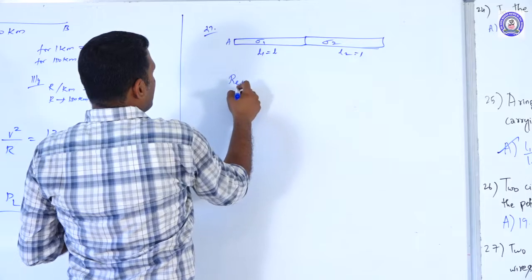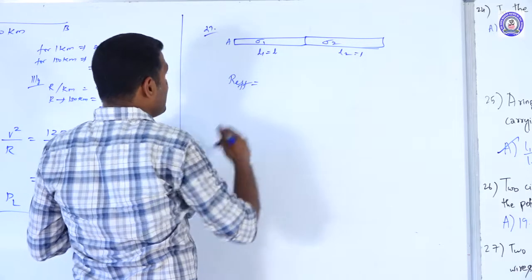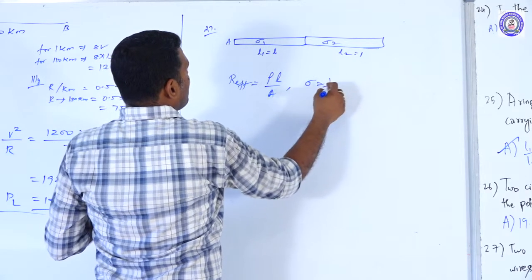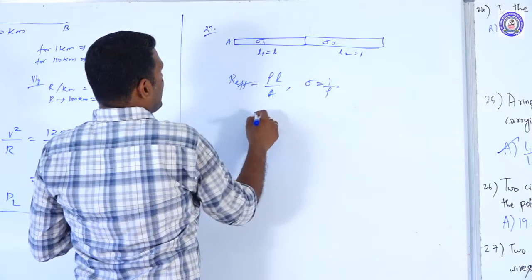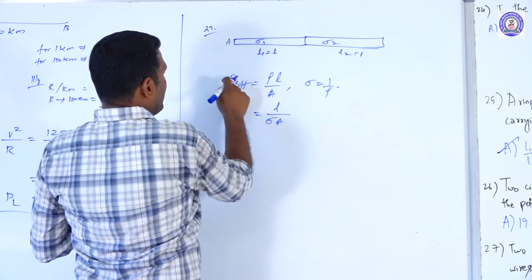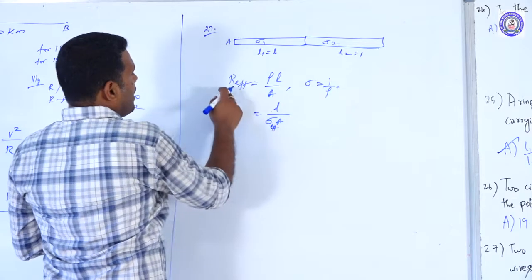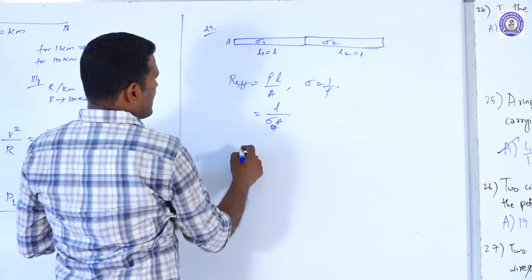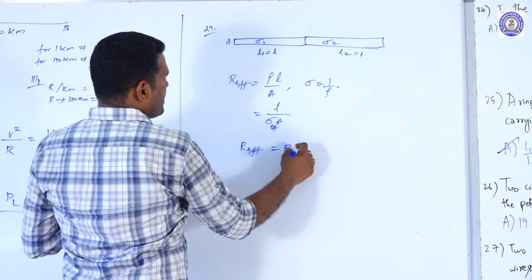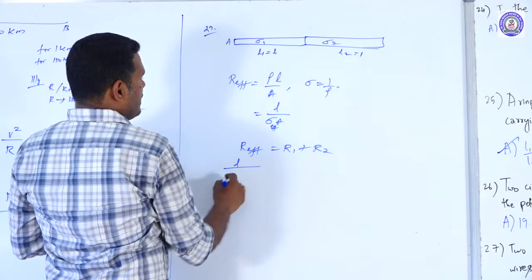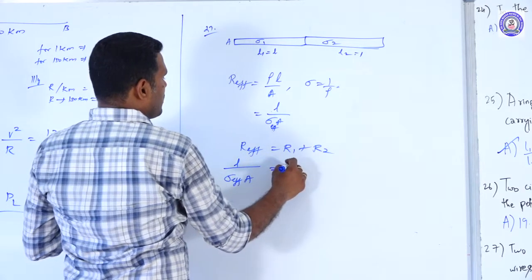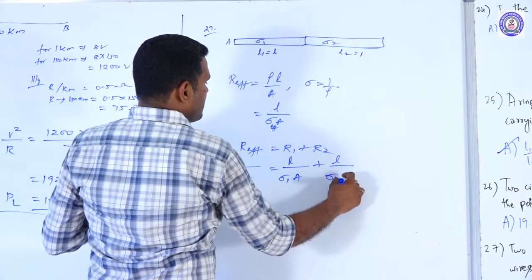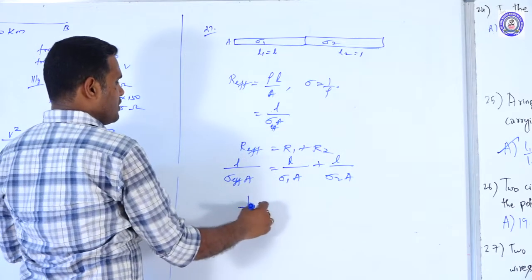So for effective conductivity, effective resistance can be taken as R equals rho L divided by A. As reciprocal of resistivity is conductivity, we can write this as L divided by sigma A. As we are calculating effective value, R effective equals L divided by sigma effective into A. As the two conductors are connected in series, I can write R effective is equal to R1 plus R2. So L divided by sigma effective A equals L divided by sigma 1 into A plus L divided by sigma 2 into A. L by A is cancelled on both the sides.